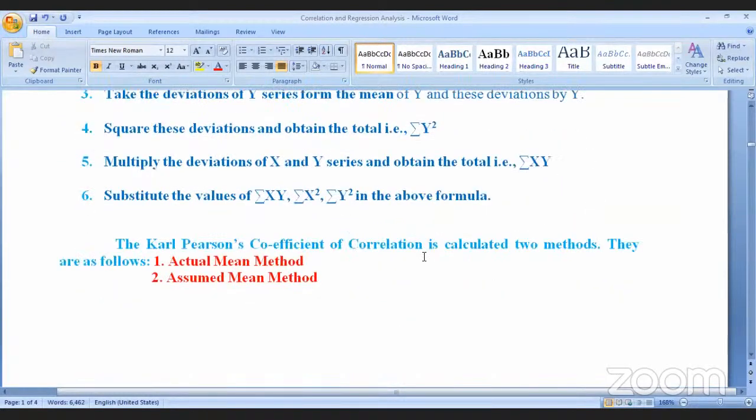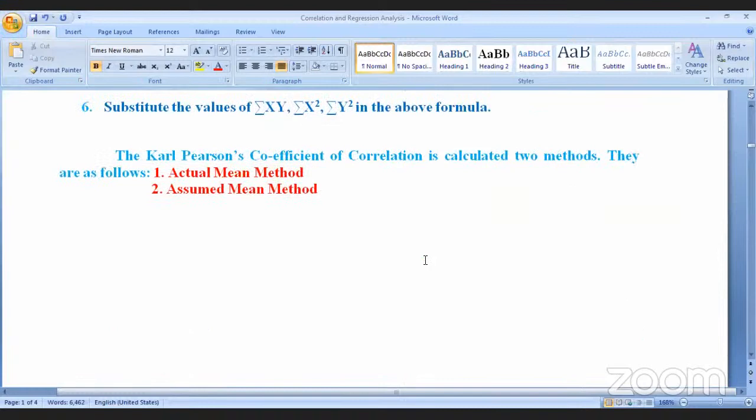Next, Karl Pearson's coefficient of correlation is calculated by 2 methods. Number one is the actual mean method. Number two is the assumed mean method. These two methods are most important. In which situation we are going to use the actual mean method, and in which situation the assumed mean method, we need to discuss now.